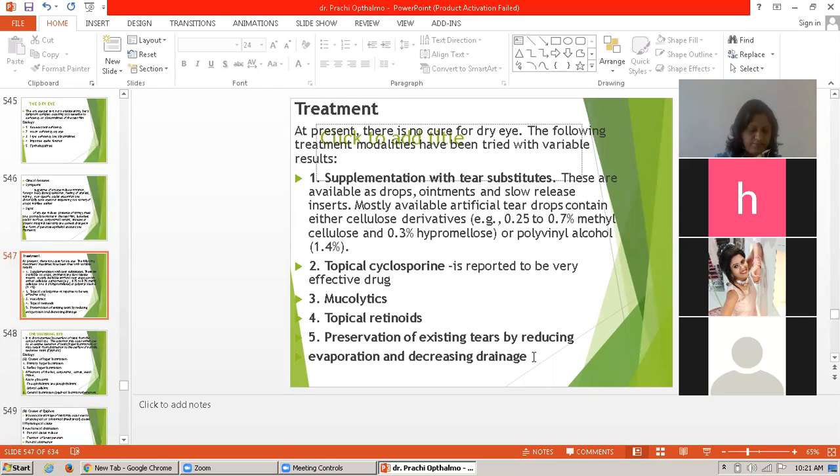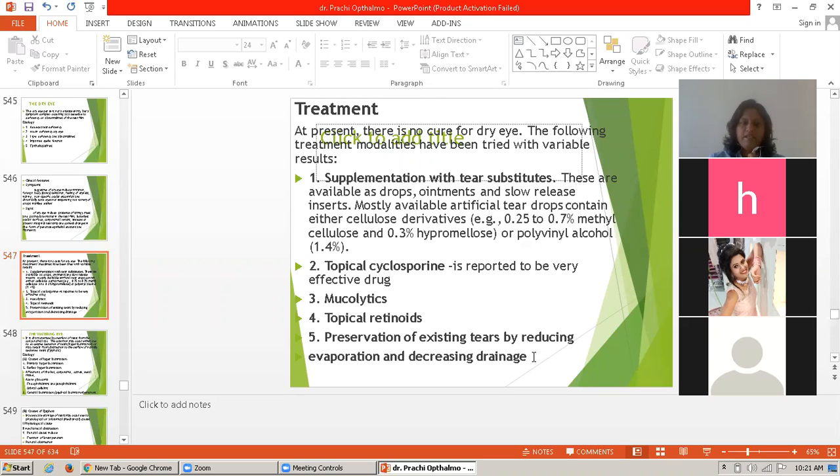In those cases, preservation of existing tears includes reduction in room temperature, humidifiers, swimmer's goggles or moist chamber goggles, plenty of intake of drinking water, lid taping and tarsorrhaphy to prevent exposure keratitis, and punctal occlusion, that is to preserve the natural or artificial tears in contact with the ocular surface for a longer time.